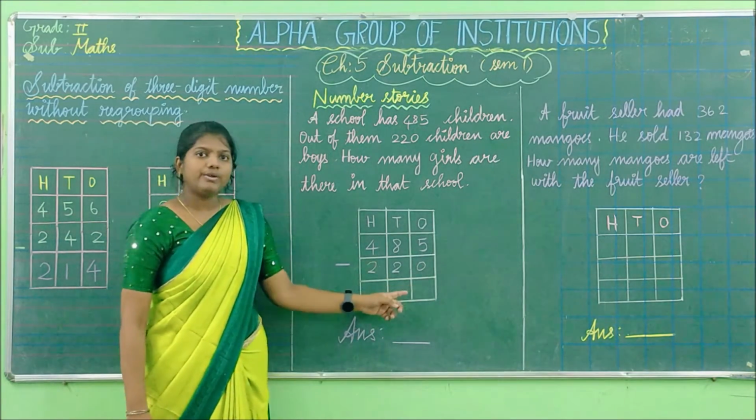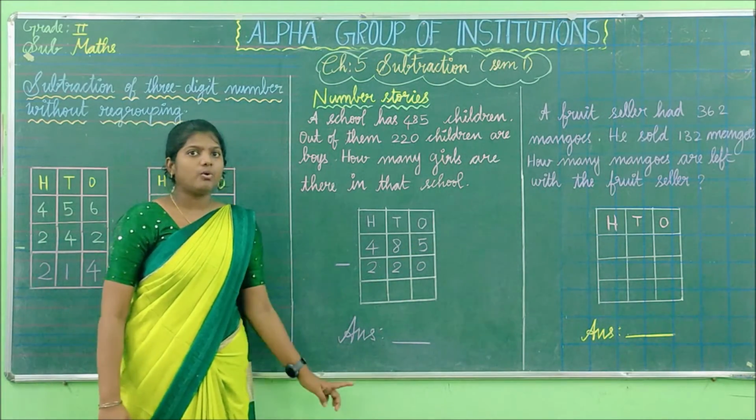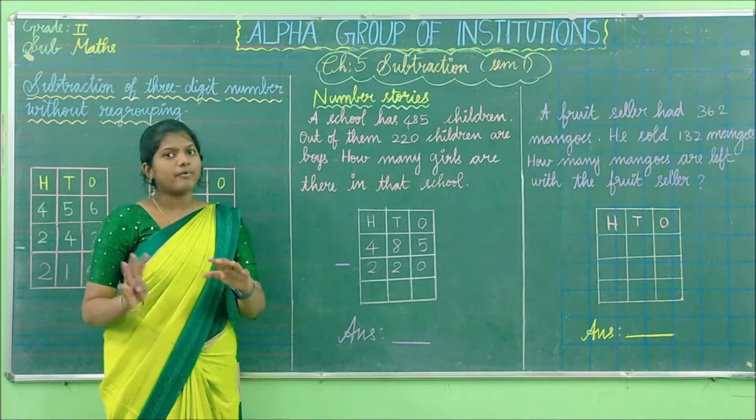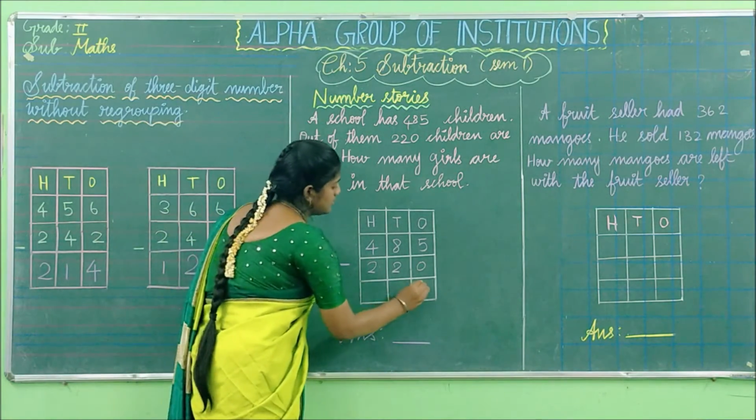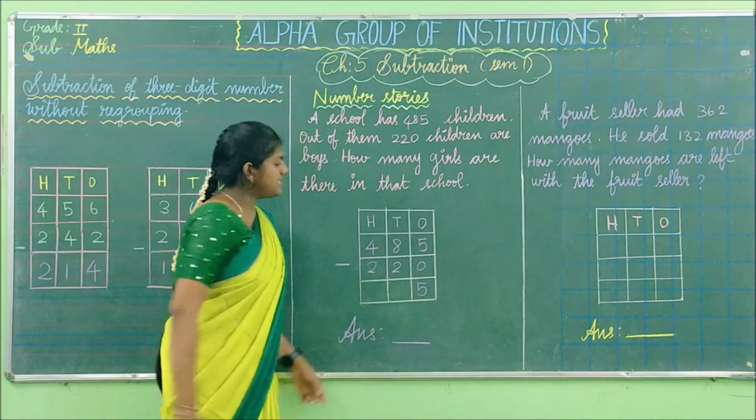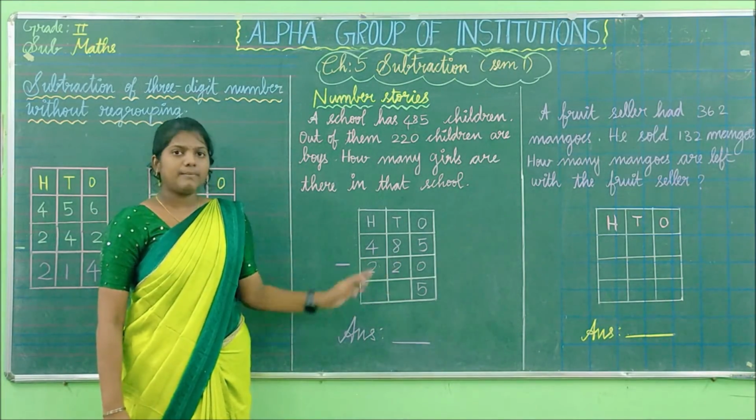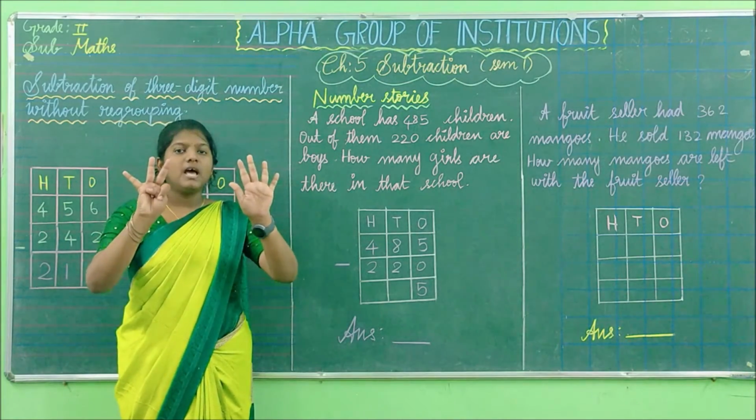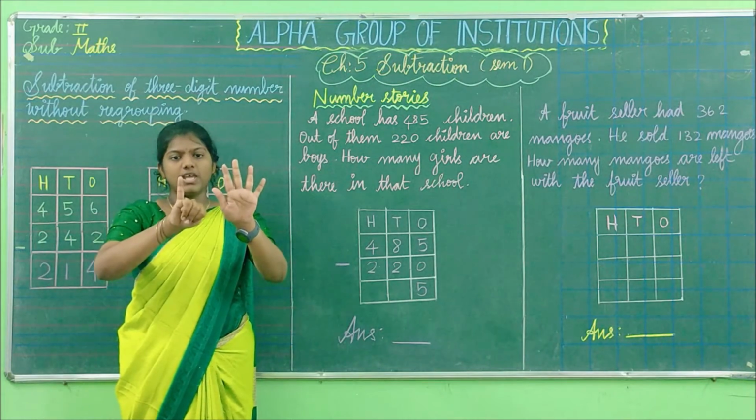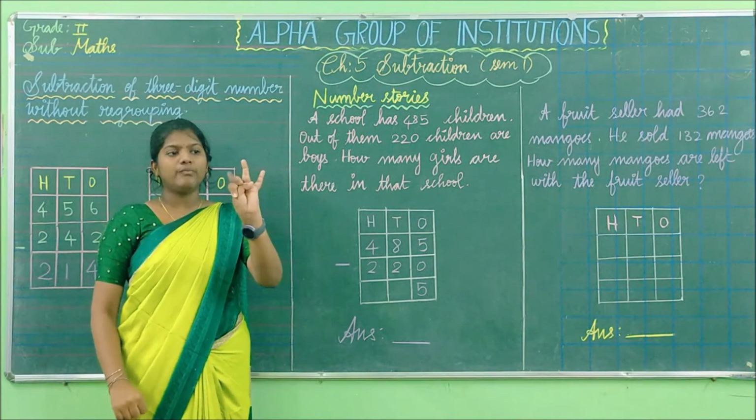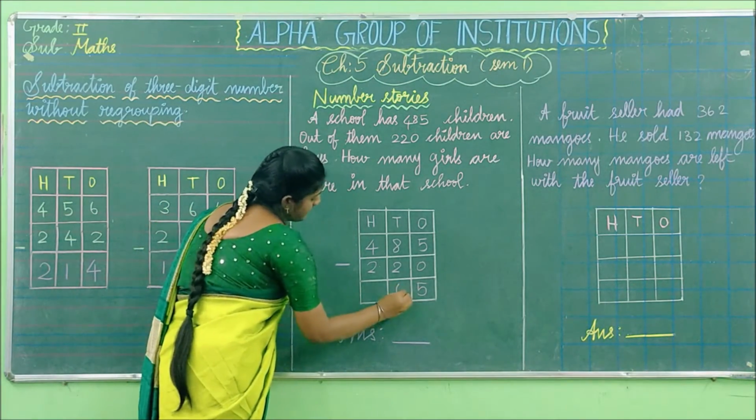So we are going to start subtracting from the ones column. 5 minus 0. If 0 is subtracted from any number, we will get the same number as the answer. So 5. And see here 8 minus 2. So now we are going to subtract this. I am taking 8 fingers and I am going to take away 2. 1, 2. So remaining how many? 1, 2, 3, 4, 5, 6. So we will get 6.